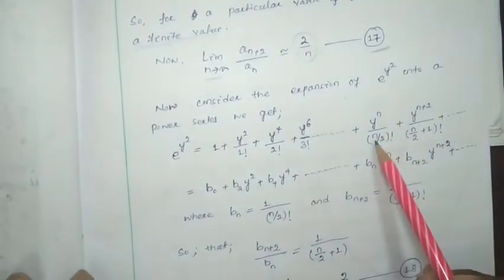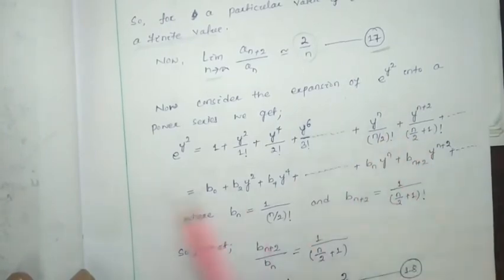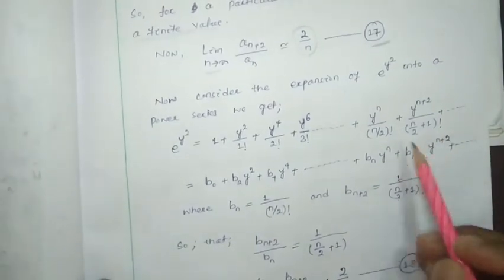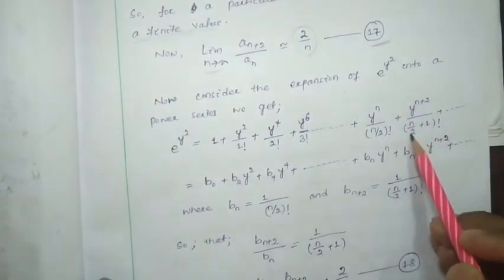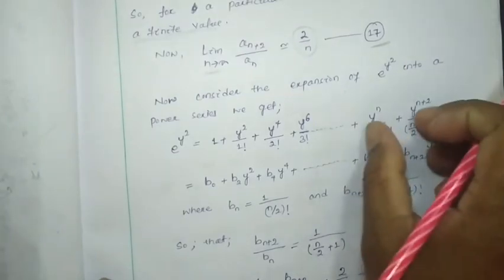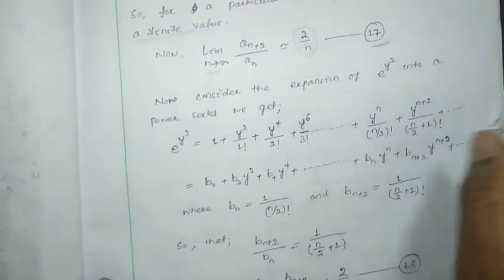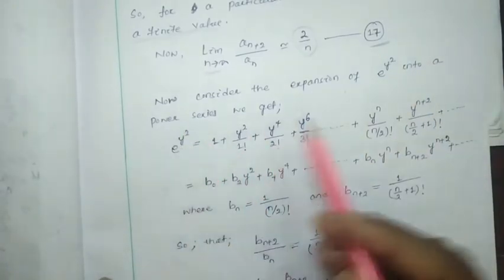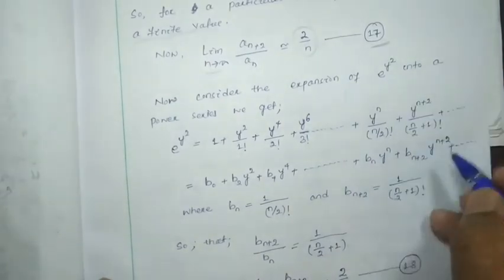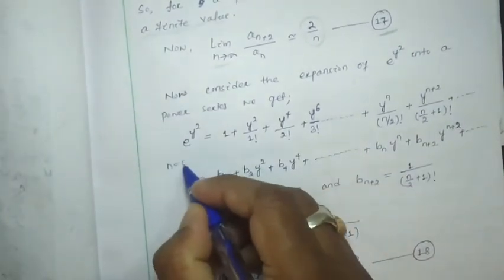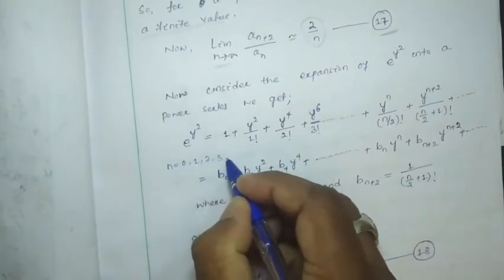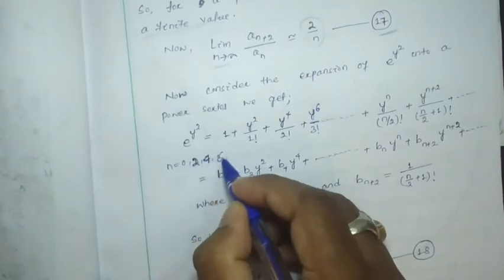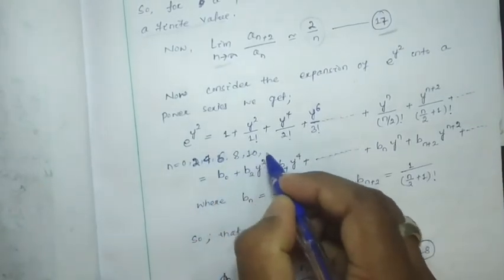Plus y to the power n by 2 factorial. You just watch going back the video. Plus y to the power n plus 2 by n by 2 plus 1 factorial. These two terms, if you are going to repeat this side, then you are going to consider this one. Here n is 0, 2, 4, 6, 8, 10 like this.